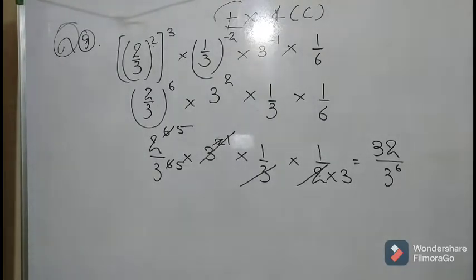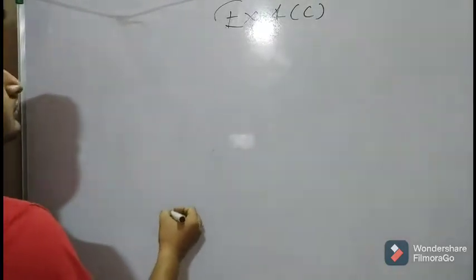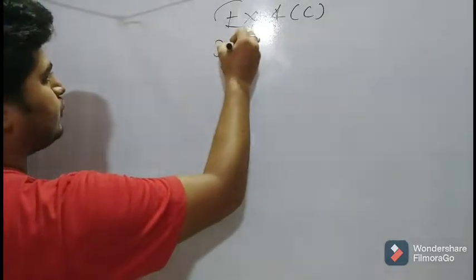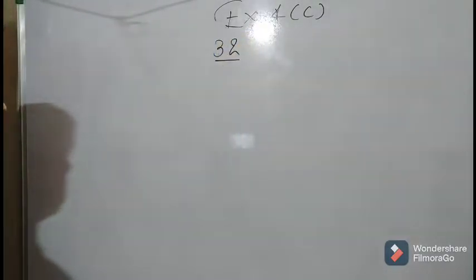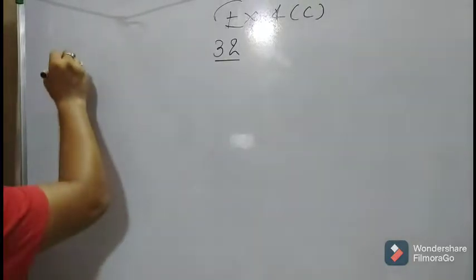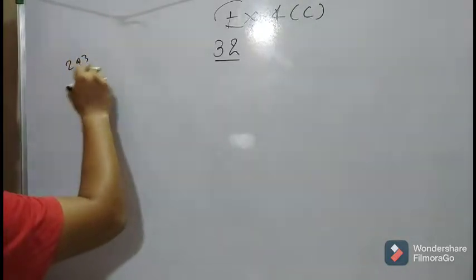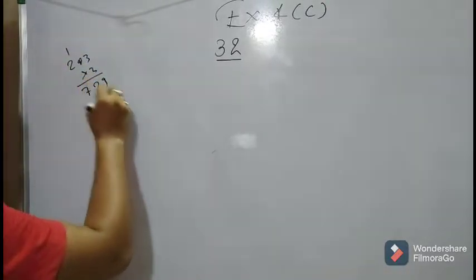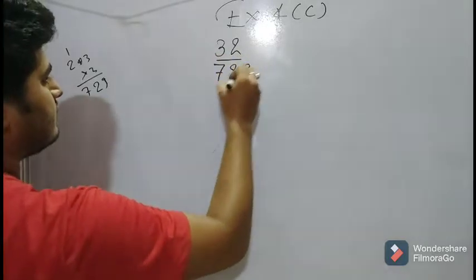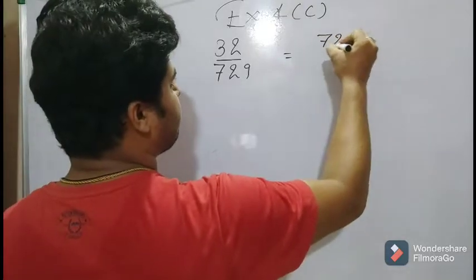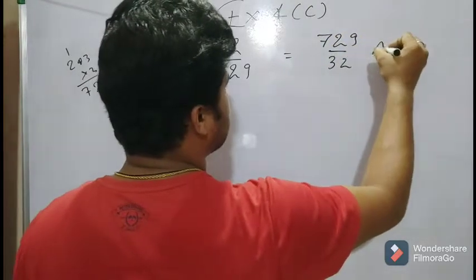So this will be the answer. In question number 9, 2 to the power 5 came to be 32, and 3 to the power 6: 3 3s are 9, 3 9s are 27, 3 27s are 81, 3 81s are 243, into 3, 3 3s are 9, 4 3s are 12, 1, 3 2s are 6, 1 7, 729. So 32 upon 729, and then we have to take the reciprocal. So the reciprocal, 729 upon 32, will be the answer.